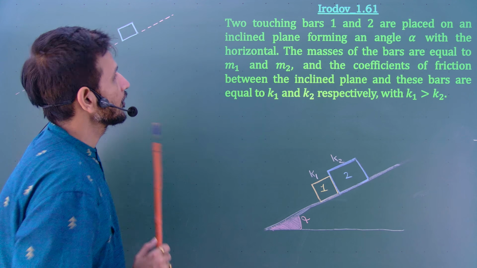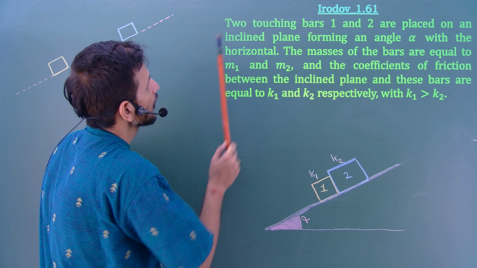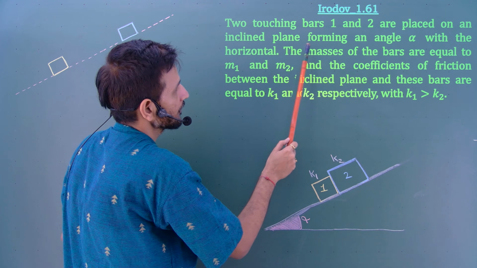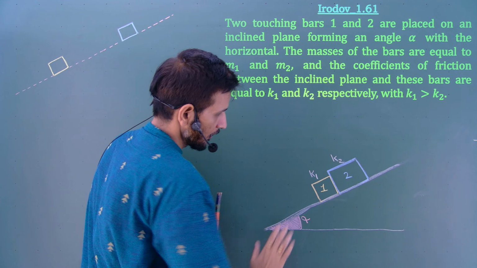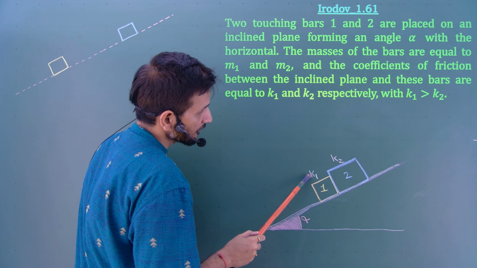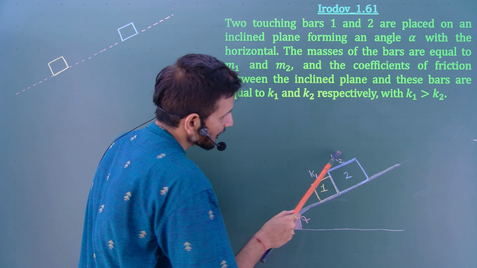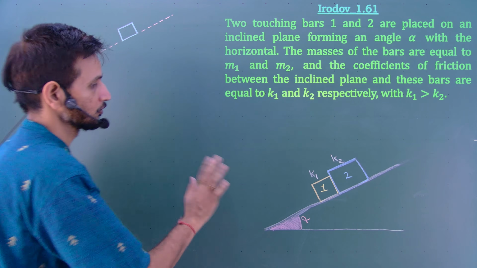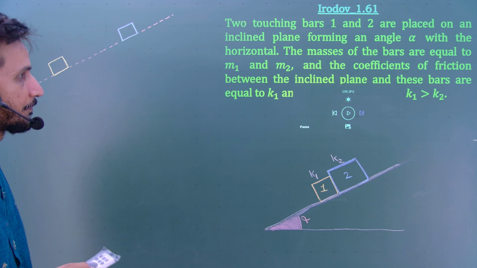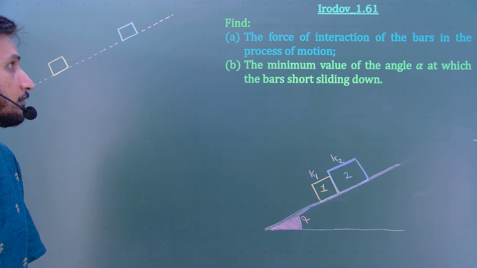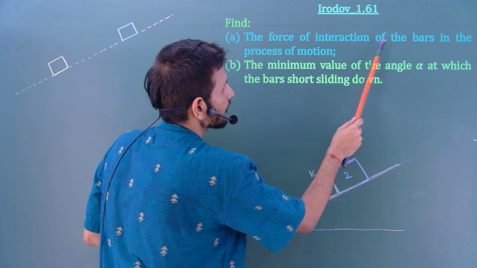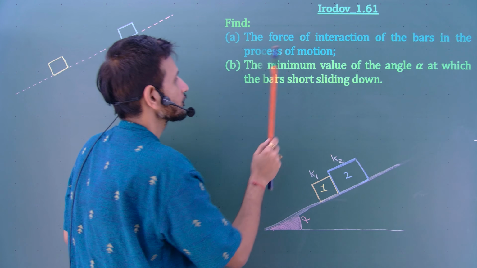Two touching bars 1 and 2 are placed on an inclined plane forming an angle alpha. So both the blocks are placed and the coefficient of friction k1 is greater than coefficient of friction k2. So this is the situation. Now what is the question? The question is this: find the force of interaction of the bars in the process of motion.